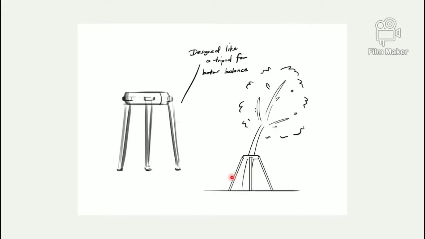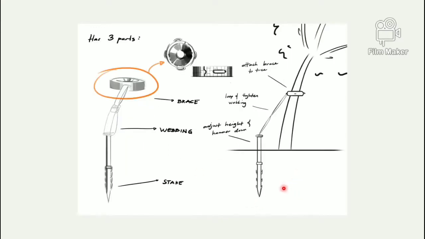The next concept looks like a tripod. It's designed like that so that it will have better balance. The third concept is actually designed in three parts: the brace, the webbing, and the stake itself. The brace will be attached to the tree. The webbing has some sort of mechanism that can tighten it, and the stake has spikes on it so it can grip the ground better.